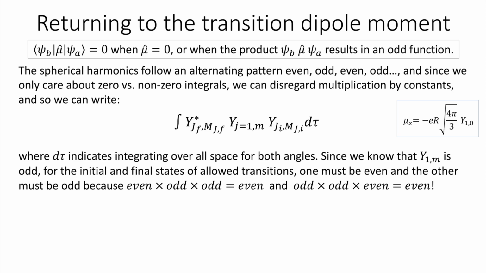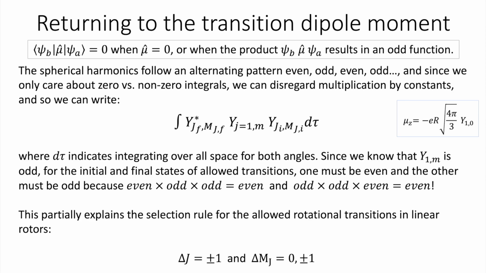So now finally, we know whether our integral is going to be 0 or non-zero, right? If it's 0, it's a forbidden transition. If it's non-zero, it's an allowed transition. So now we have an expression where we don't even have to take the integral to know whether or not it's forbidden. And also, just to make sure the notation is clear, that d tau means we're integrating over all angles, both theta and phi, all possible values of those two angles.